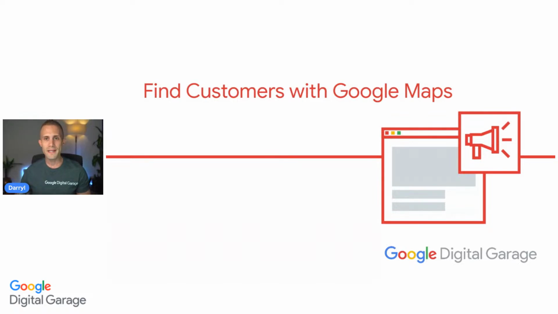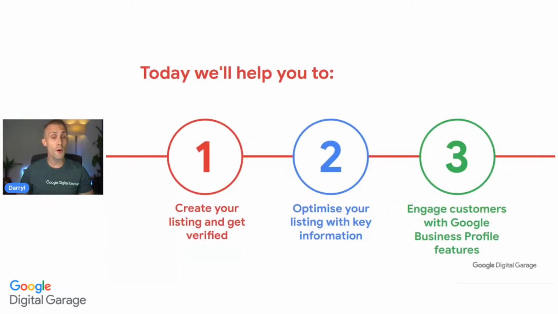But with that being said, we're going to think, well, what are we going to be covering over the next 60 minutes? Well, number one, we've broken it down to 3 basic steps, and this is pretty much for all the Google Digital Garage sessions. Number one, we're going to look at how we can create your listing and get verified.